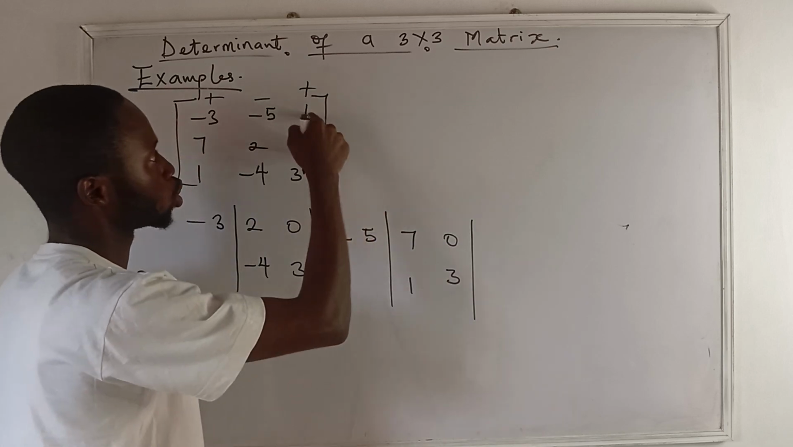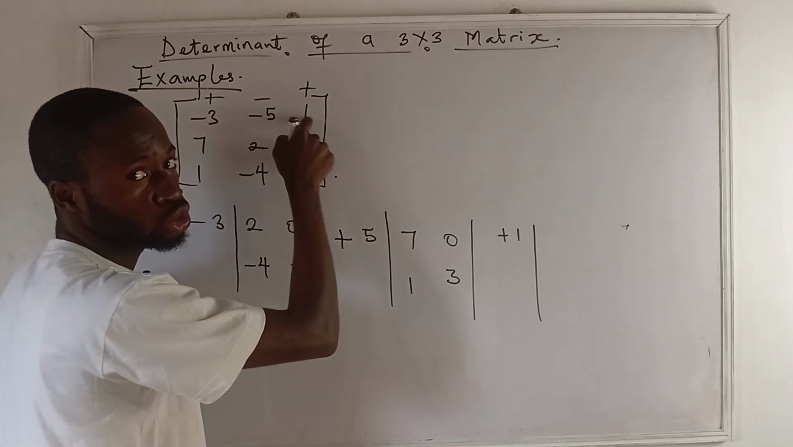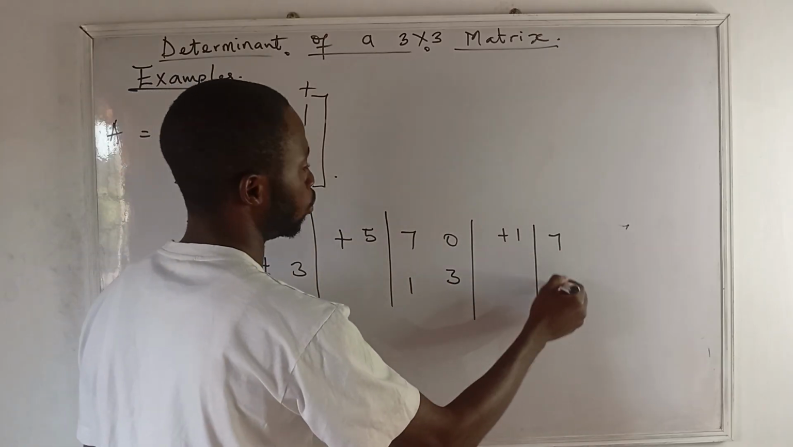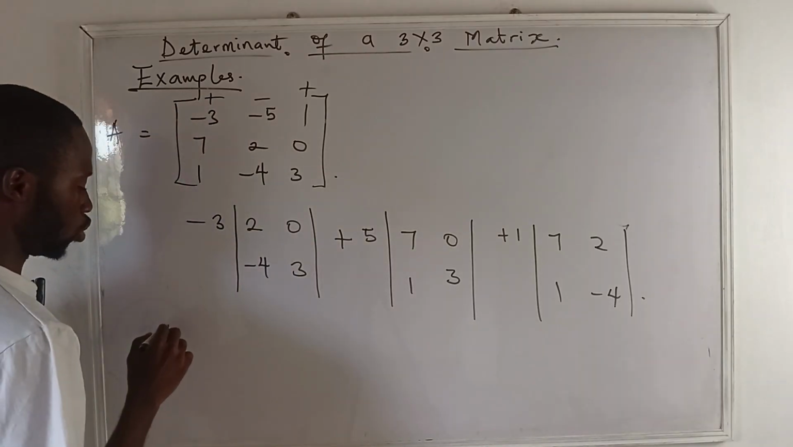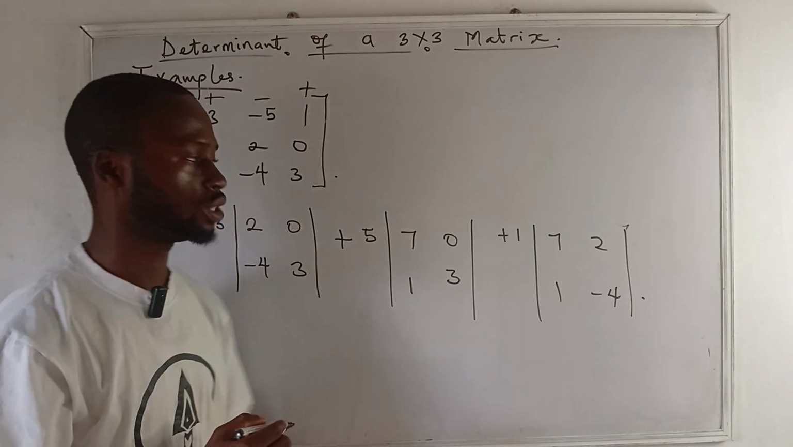Then the last one is plus 1. If we have plus 1, then rule out the column of 1 and the row of 1. We are going to have these elements left: 7, 1, 2, and minus 4. So what we do basically is we find the determinant of this, this, and this.